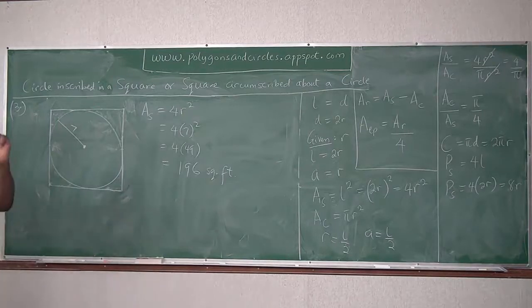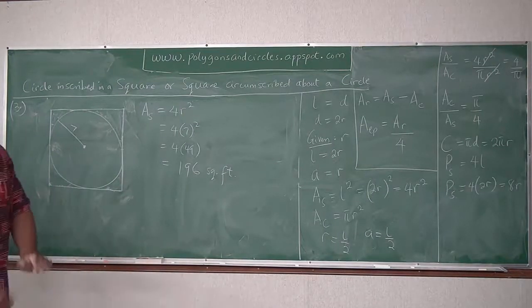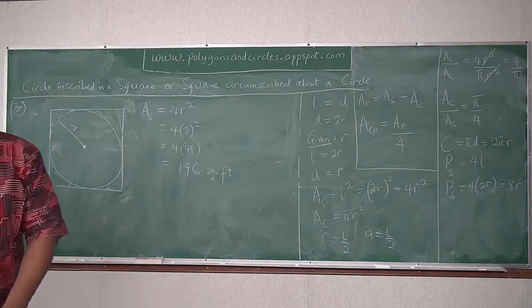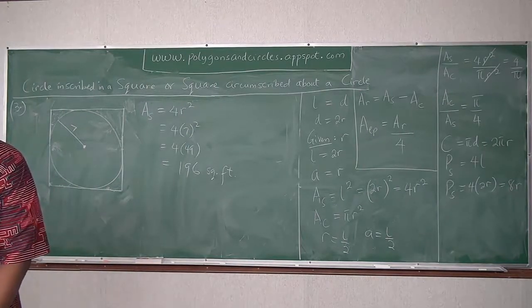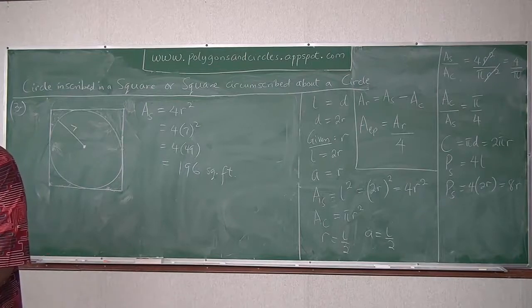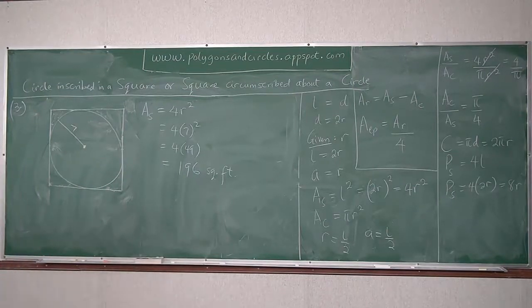196 square feet. Okay? 196 square feet. That is a K. 38K. Okay? And these questions, you could pretty much do it in less than a minute.